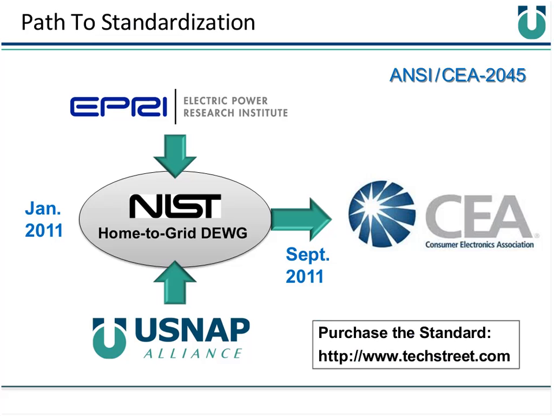So I think I talked about this already. The combined USNAP and EPRI effort through NIST resulted in the CEA standard, and since this is a CEA standard, in order to obtain a copy, you need to visit their distributor, techstreet.com. I believe they're charging $145 for the specification. We, the Alliance, don't have rights to redistribute the specification, but we will be publishing an abstract of that specification very soon on the website at usnap.org.